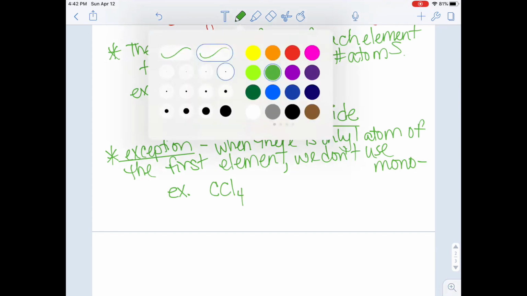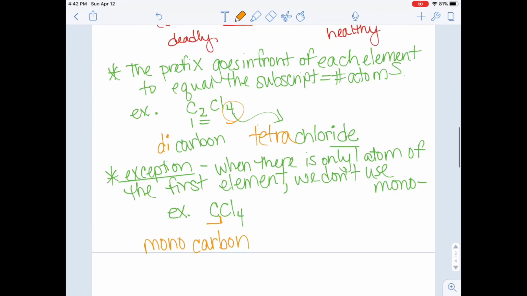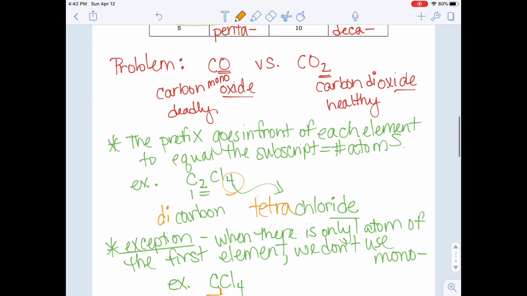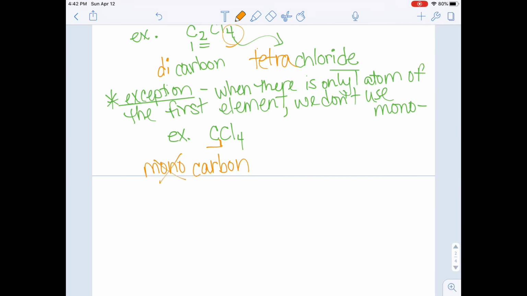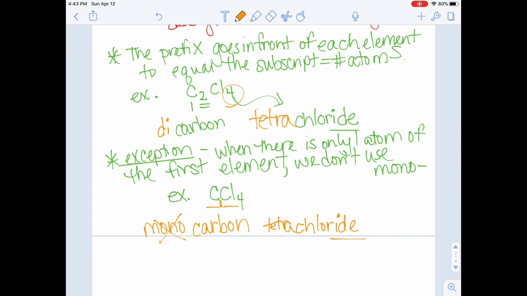So for example, if we have the compound CCl4, we know C is carbon, or you can look it up on the periodic table, and since there's no number after it, that is an invisible 1, so 1 carbon atom. And usually, if you look up here, the prefix for 1 is mono. However, since it's the first element, we're not going to write that. The second one, chlorine, which becomes chloride, and since there's 4 of them, we would still have that tetra prefix in front of it. So our final answer would be carbon tetrachloride. Because there's 1 carbon, we do not write the mono.